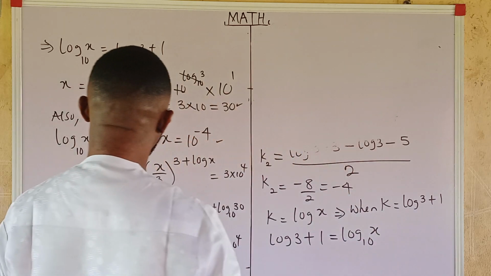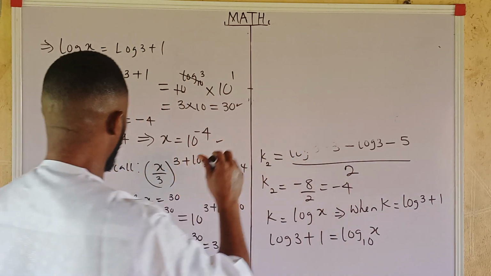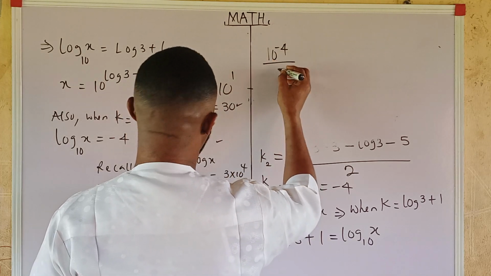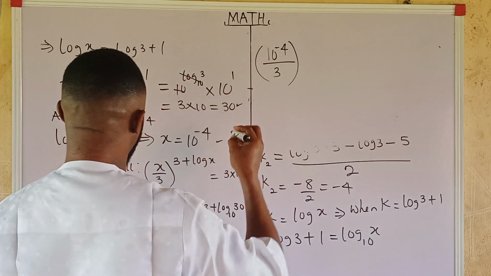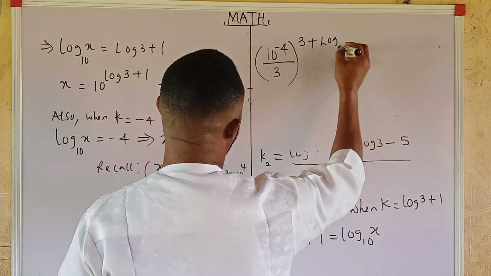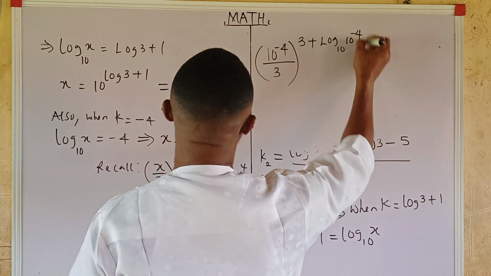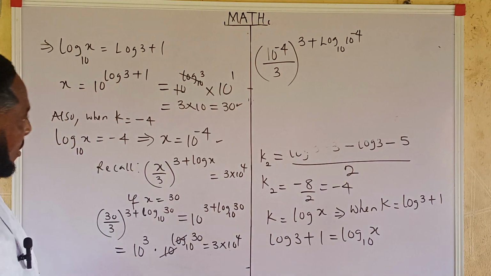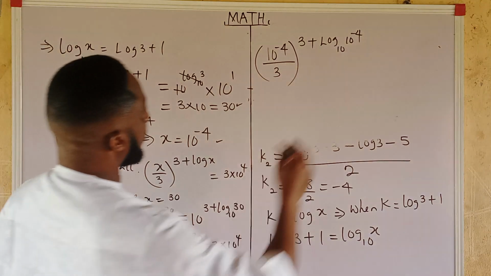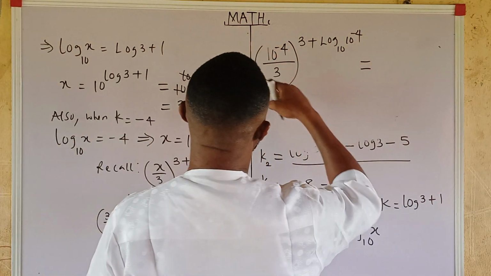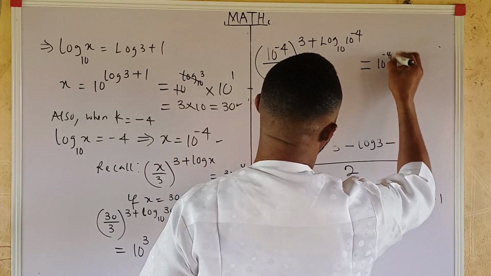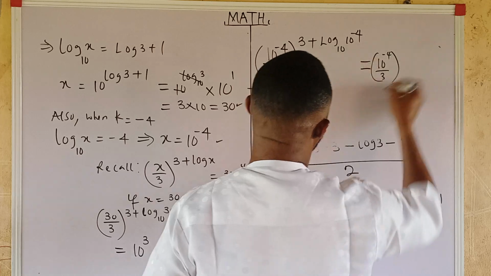Secondly, we also test for the second solution. That second solution says that x is equal to 10 to the power of negative 4. So I'll be having 10 to the power of negative 4 upon 3 raised to the power of 3 plus log to the base of 10 of 10 to the negative 4th. So this one can be written as 10 to the negative 4th all over 3.